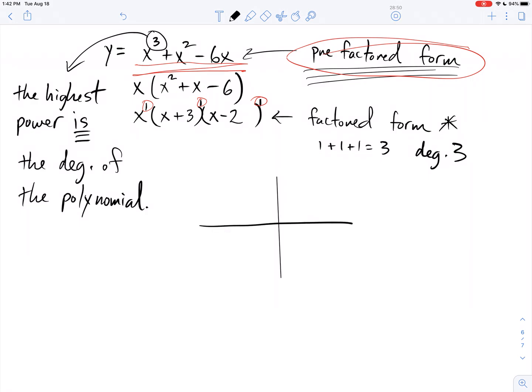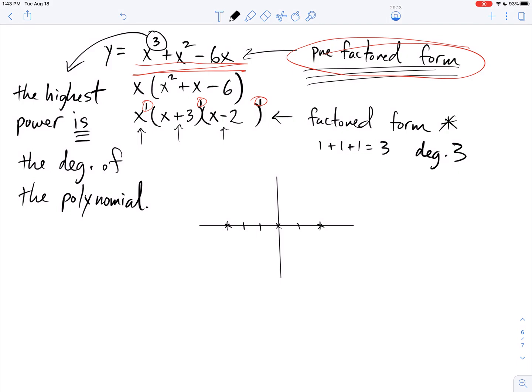Now, the x-intercept is at the origin. The x-intercept is at -3. The x-intercept is at 2. I am not going to write out the y-intercept because it crosses at the origin. It's degree 3, and it's positive.